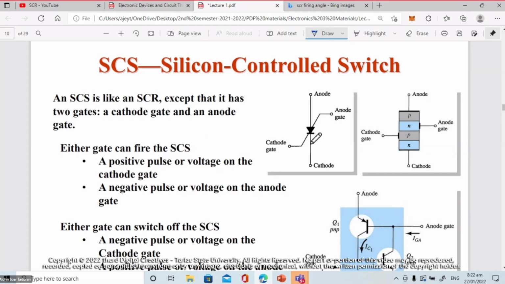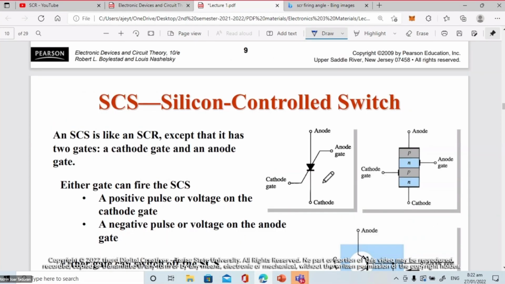And these gates are individually triggered, the anode gate and the cathode gate. Either gate can be paired as SCS. So, kapag a positive pulse voltage on the cathode and a negative pulse voltage on the anode. So, yung SCR kasi natin can only conduct in one cycle. For example, kung positive siya sinet to trigger, positive cycle lang siya mag-trigger.